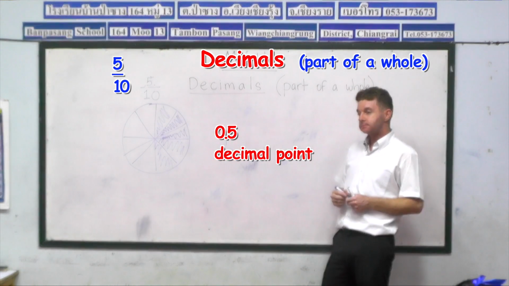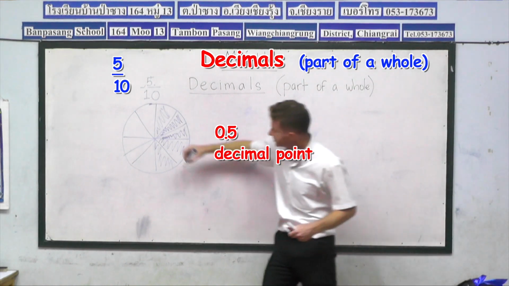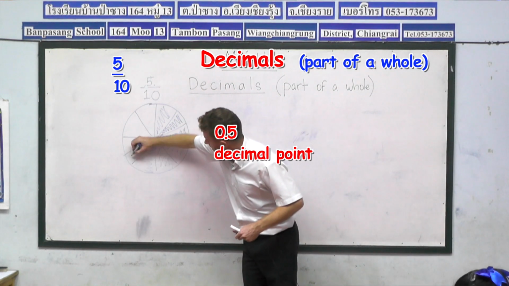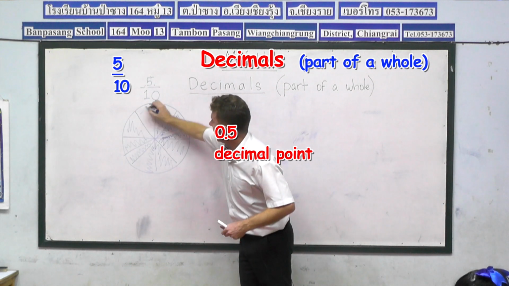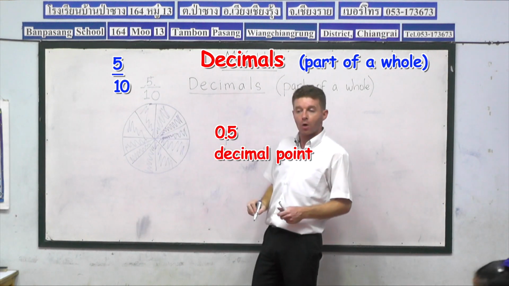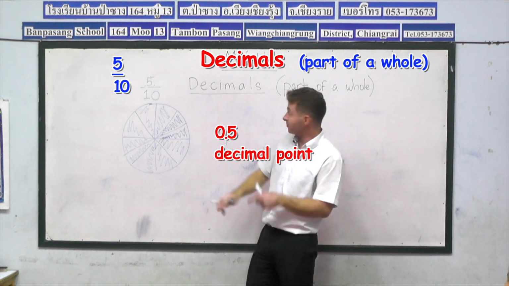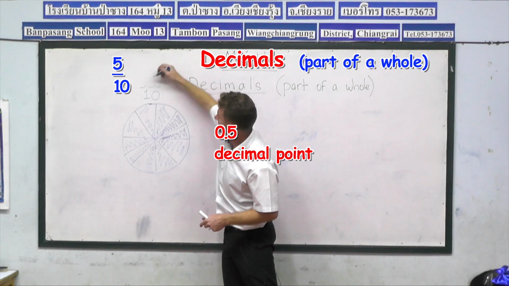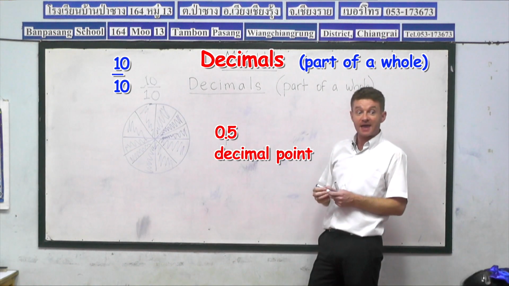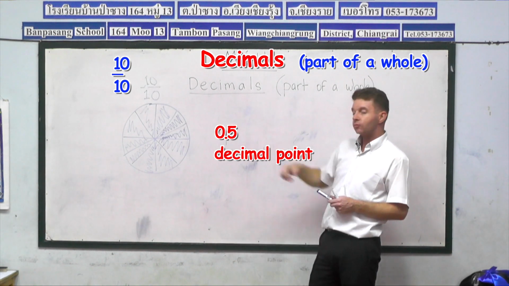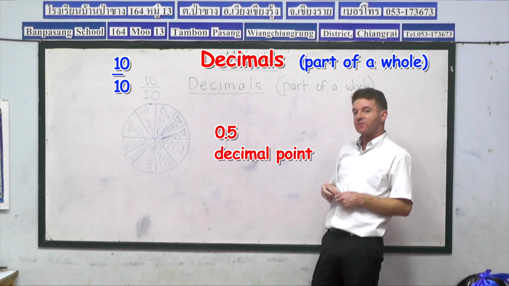Okay. Now, what happens if we colour in every single part of the fraction? So as a fraction, we now know it's 10 over 10. It's a whole. Does anybody want to guess what we will do with our decimal?